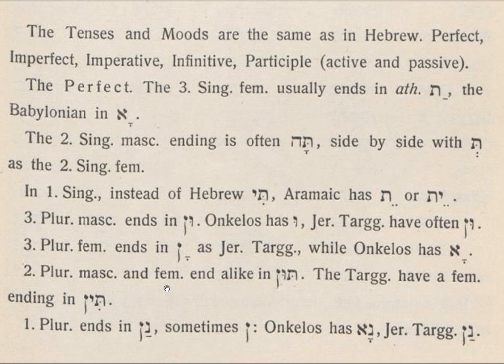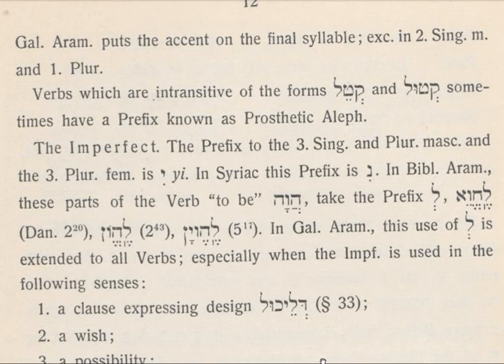The plural masculine and feminine end alike in tun. The Targumim have a feminine ending in teen. The first person plural ends in nan, and sometimes just n. Onkelos has na, and Jerusalem Targumim have nan. Galilean Aramaic puts the accent on the final syllable, except in the second person singular masculine and the first person plural.